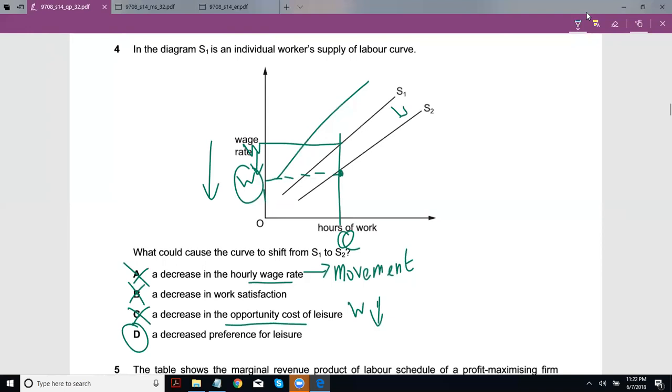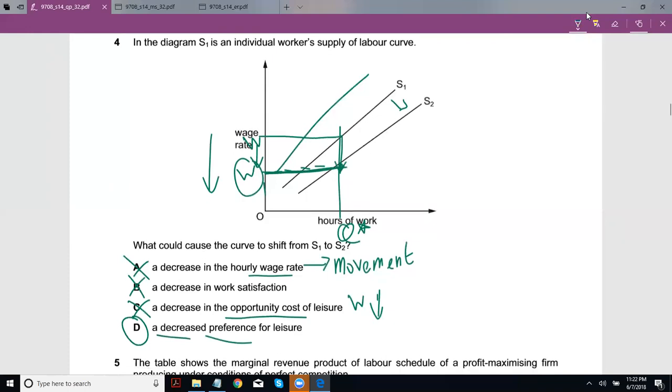D would be your answer, because of a decreased preference for leisure. So you don't prefer leisure that much; you like your preference for work. If your preference for leisure decreases, that's the same thing as saying your preference for work has increased, and hence you'd be willing to work the same amount of hours, even at a smaller or lesser wage rate, because your preference for work has increased or your disutility of work has decreased. That's one way to look at it.